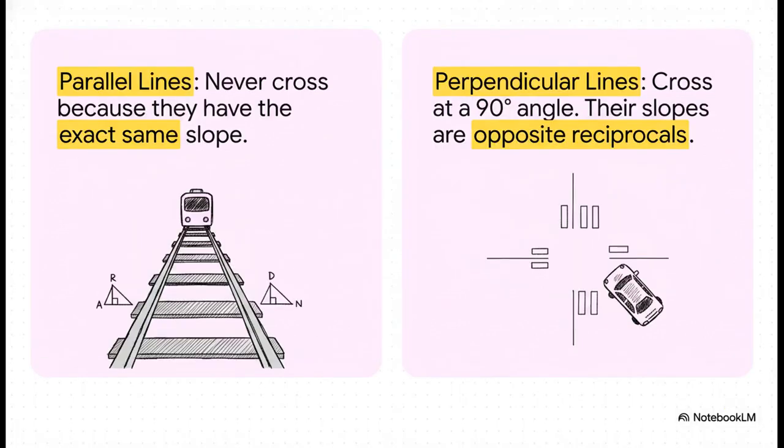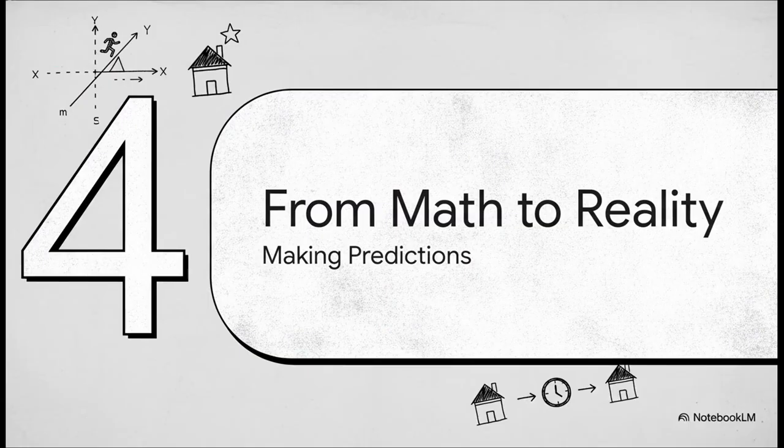You know, lines can have special relationships too. Take parallel lines. They're like train tracks, right? They go on and on forever, but never ever cross. Why? Because they have the exact same slope. Then you've got perpendicular lines. Think of the corner of a street. They meet at a perfect 90-degree angle. And their slopes? They have this cool relationship where they're opposite reciprocals, totally connected.